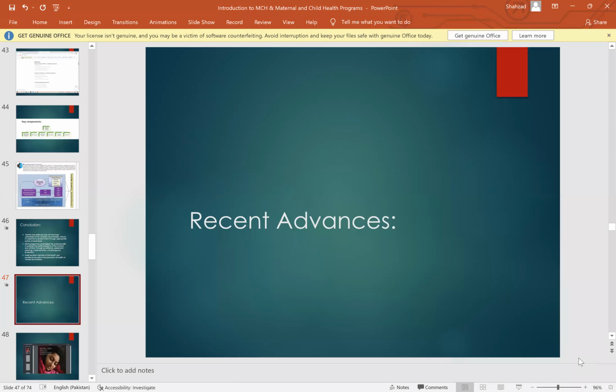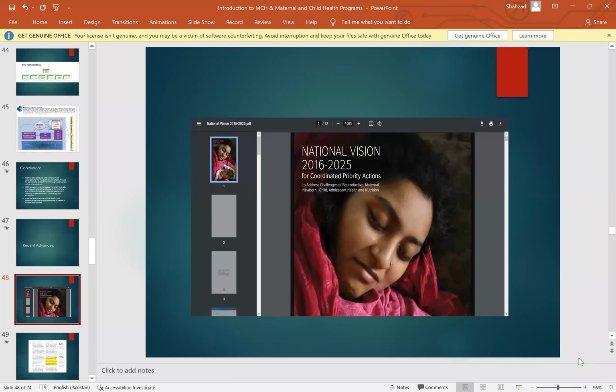Now moving towards the recent advances. It is a national vision, 2016 to 2025, for coordinated priority actions to address challenges of reproductive, maternal, newborn, child, adolescent health and nutrition.